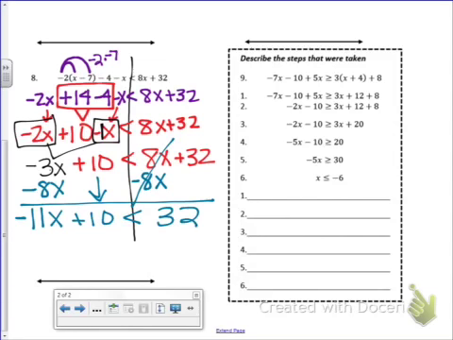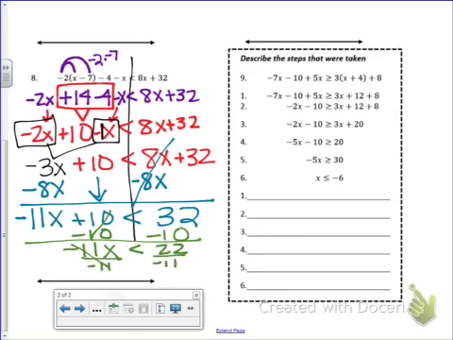Alright, now I need to move my constants to the other side. So this is just a 2-step problem. Just subtract that 10 over, just like you guys know how to do. Bring down negative 11x. Bring down your symbol, 32 minus 10. It's 22. Divide by that negative 11. And x is... Alright, now you gotta remember, you gotta flip your symbol here. This has to change. So it says less than, but I need to flip it to be greater than, because I divided by negative 11. And then 22 divided by negative 11, that's negative 2.